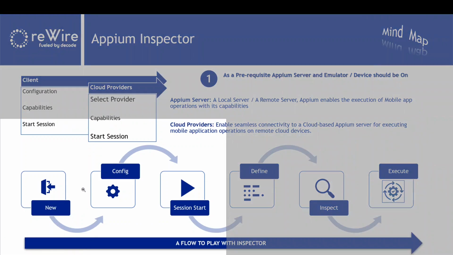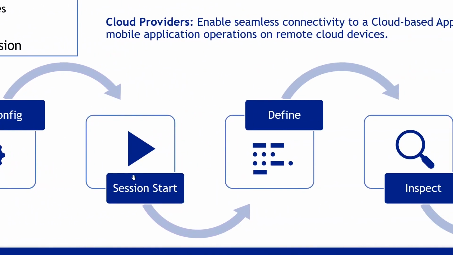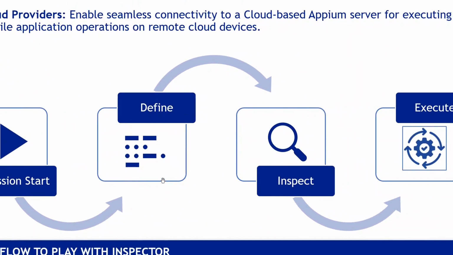The first part, here you can see, it will start with New. When you open it, it launches the Appium Inspector, which I'm going to show shortly. And then we need to configure that. We need to provide our session details. That comes under Configure. And then Session Start. You need to start the session.